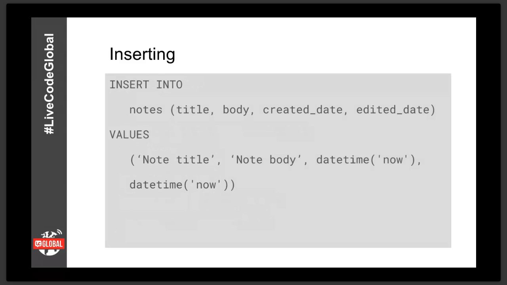How do we get something into the notes table? Well, we need to insert, and the insert command is INSERT INTO notes, and then the fields we want to populate: the title, the body, the created date, the edited date, and then the values that we want to insert into here: note title, note body. Notice here, datetime now, that's for the created date and the edited date. Those are SQLite functions that return the current date and time. That's just a nice convenience rather than having to fetch the date and time yourself using LiveCode.